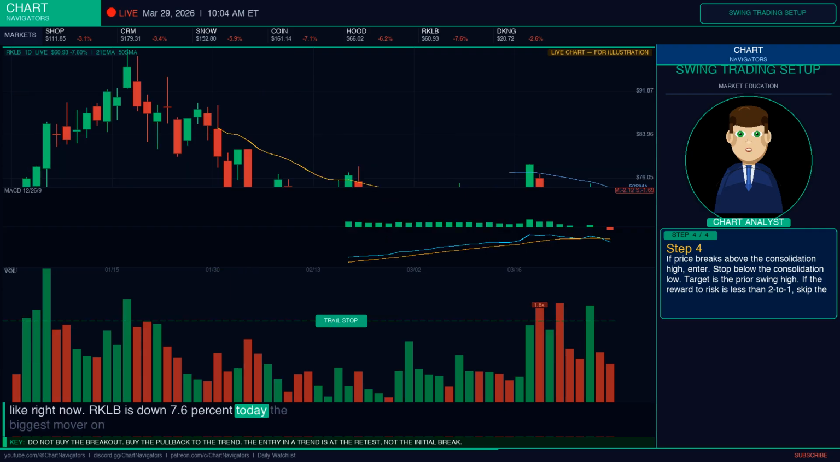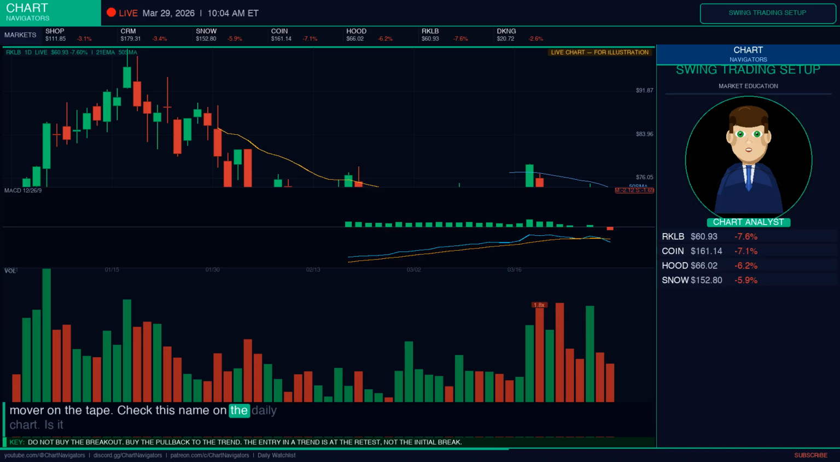RKLB is down 7.6% today, the biggest mover on the tape. Check this name on the daily chart. Is it in a clear uptrend? Has it pulled back to a key level? If yes, this could be a live swing setup. All it needs is a reversal candle confirmation. I am using today's live chart to show you exactly where these levels appear right now. The annotations are mapped to real price structure so you can see this in a live market, not just theory.